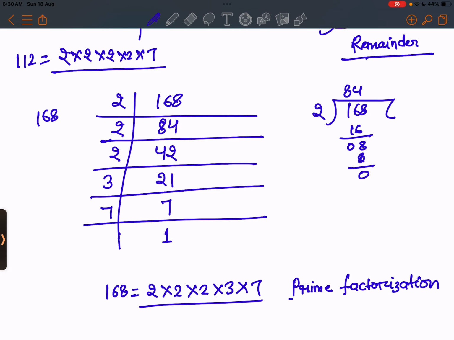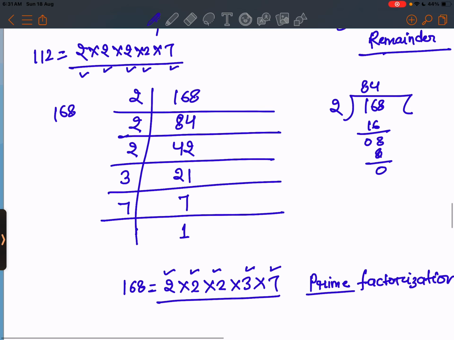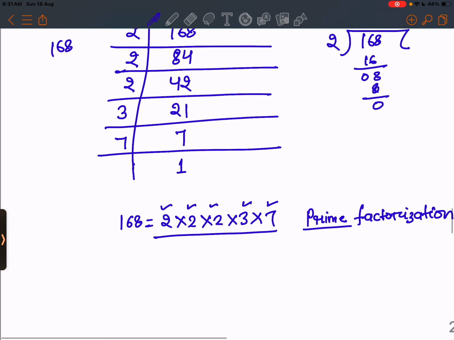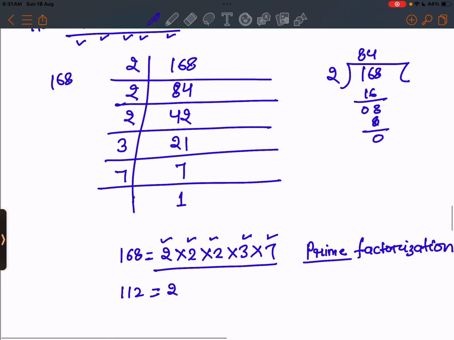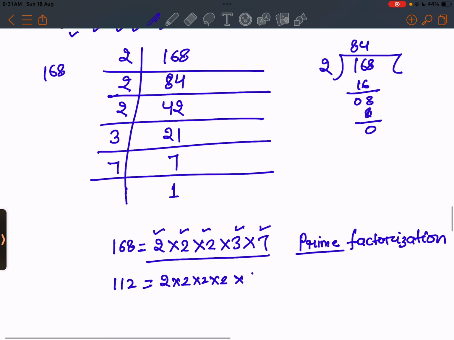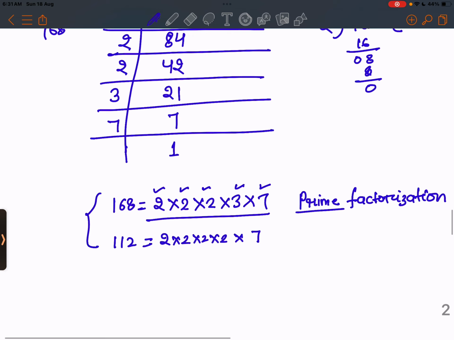Why is it prime factorization? Because all numbers are prime numbers, divisible by itself only, not by any other number. Okay, so 112, I write its value here, it will make things easier: 2 into 2 into 2 into 2 into 7. Okay, now we have to find the LCM of these two numbers.